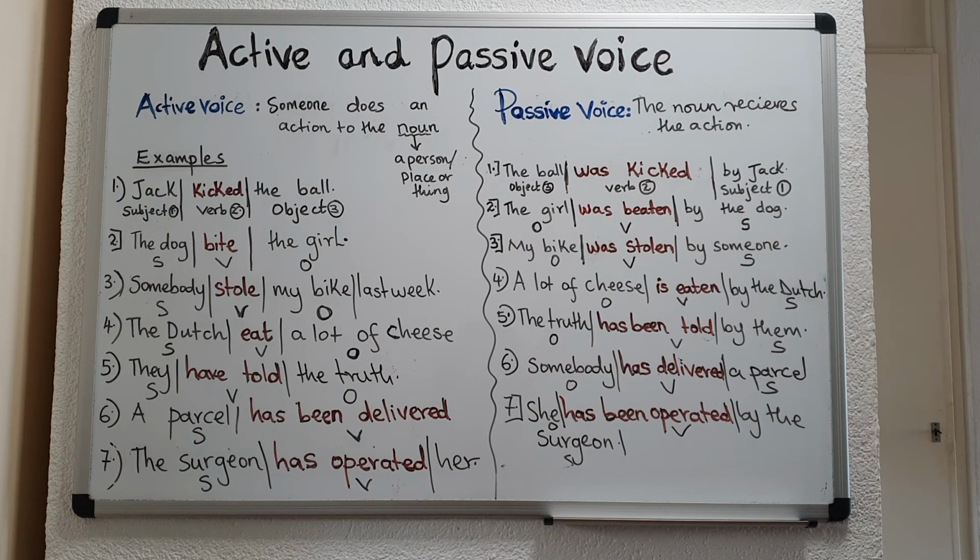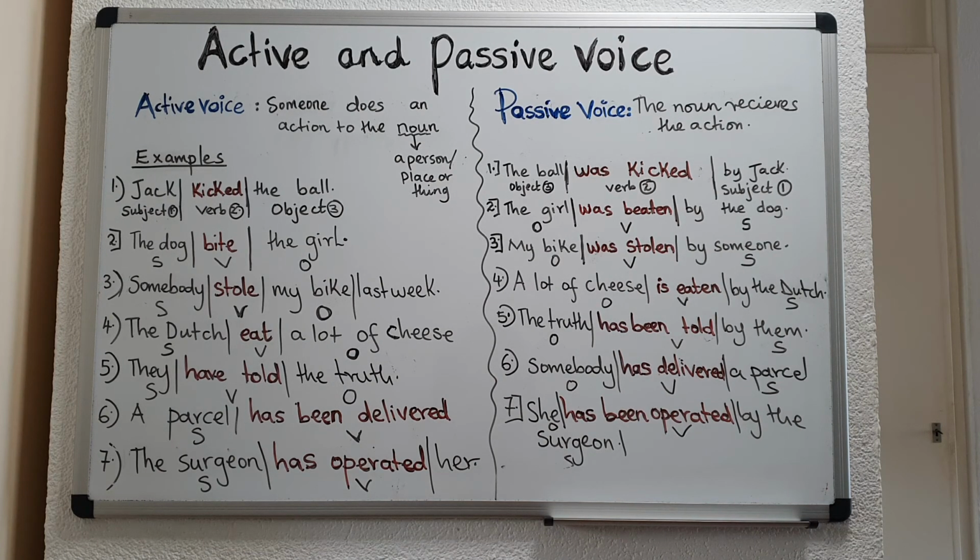So to change a sentence from the active to the passive voice, you begin with the object, followed by the verb, followed by the subject. But before the subject, you put the word by. You put the word by.